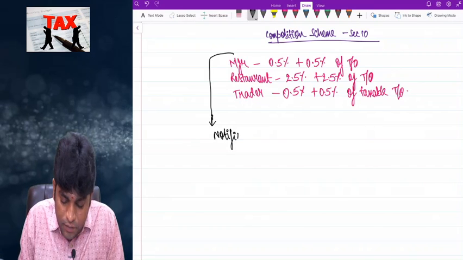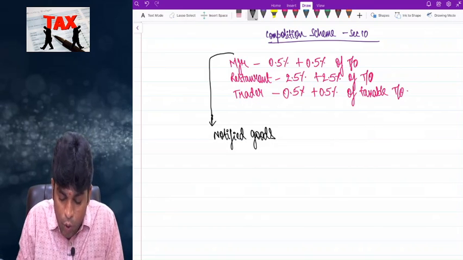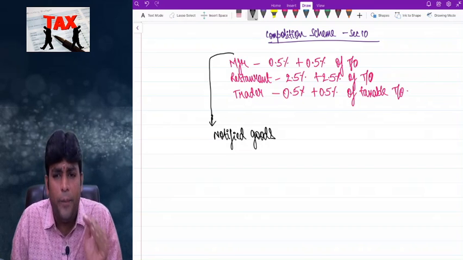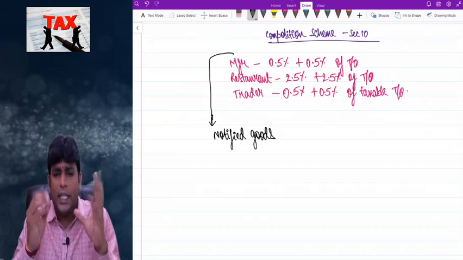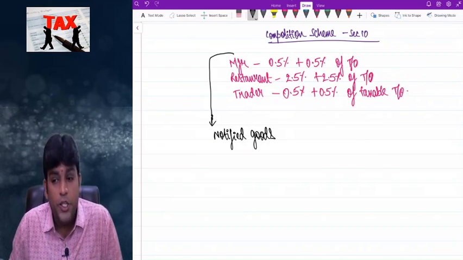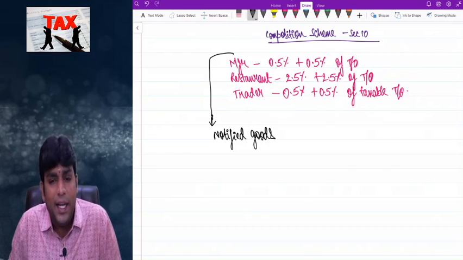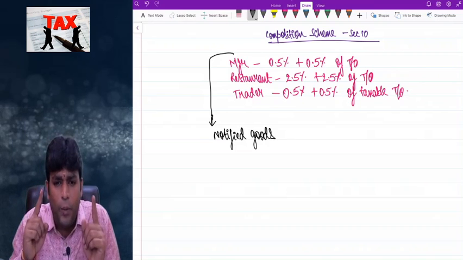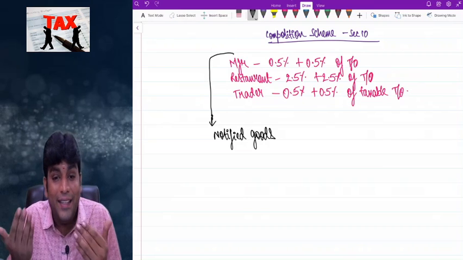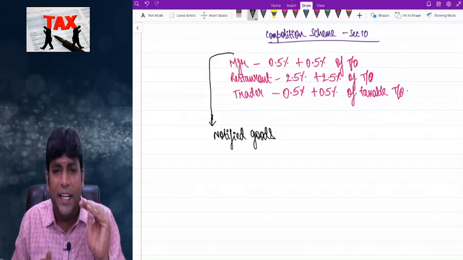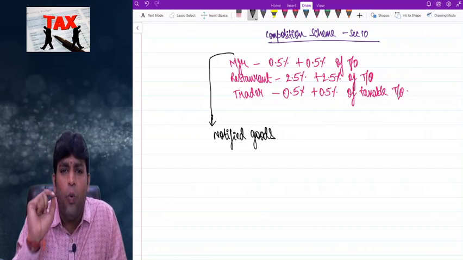Manufacturer of certain notified goods is not eligible to opt for a composition scheme. Now what are those goods? Let me make you recollect. The goods what was already covered was pan masala, tobacco and tobacco substitutes, ice cream and other edible ice, whether or not containing cocoa. Come on, let me repeat. What are the points? Pan masala, tobacco and tobacco substitutes, ice cream and other edible ice, whether or not containing cocoa. And one new point added recently in this is aerated waters.